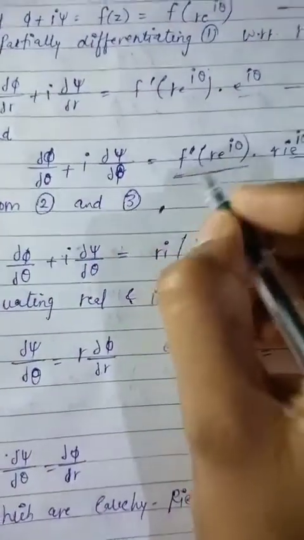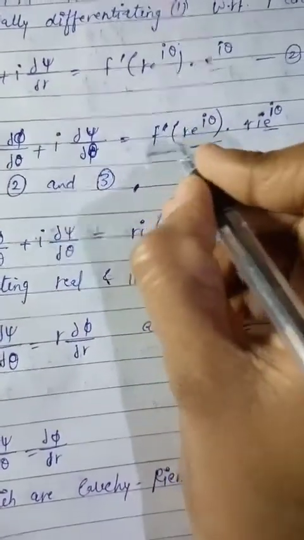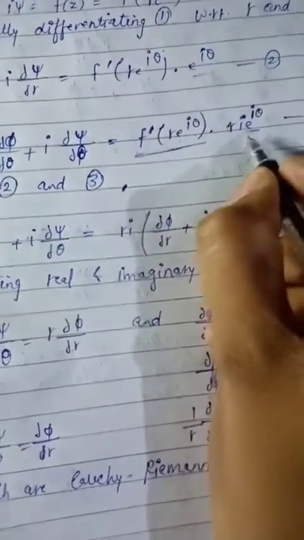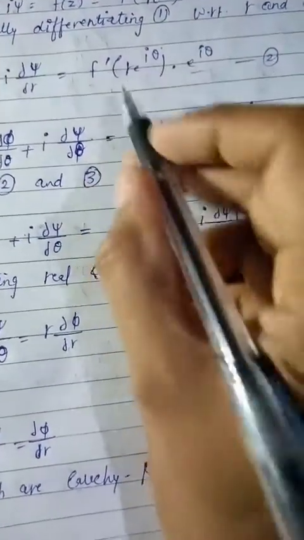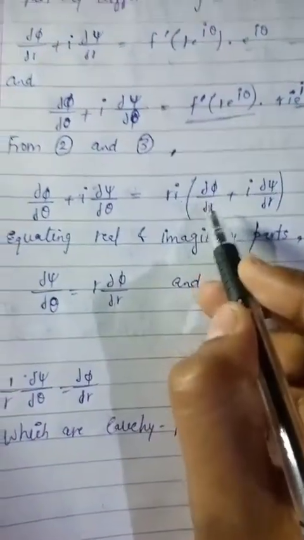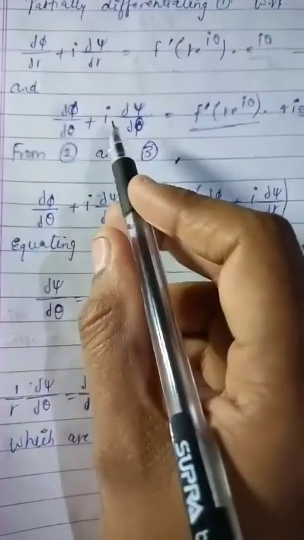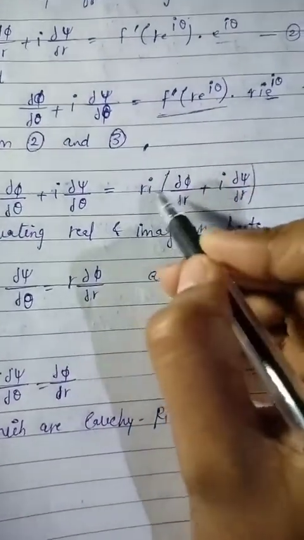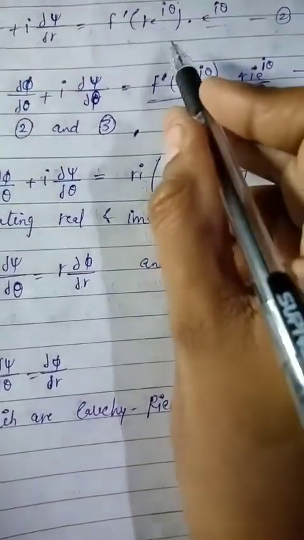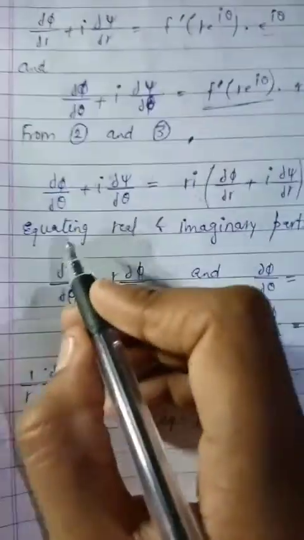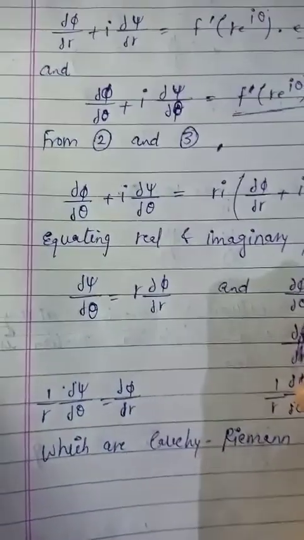So from 2 and 3, now we will substitute this f dash r e to the power i theta into e to the power i theta. This complete value from 2 to 3, and this r into i will be written as it is. So this is what we get here: del phi by del theta plus i del psi by del theta is equal to this r into i, and the value of this term from 2 will be written here. So this is what we get.